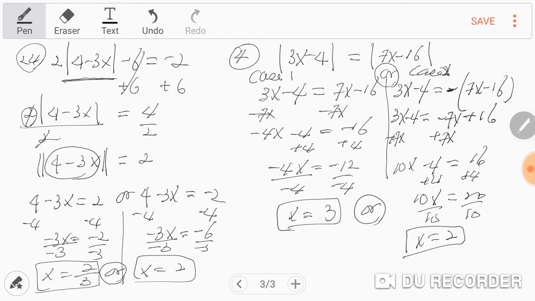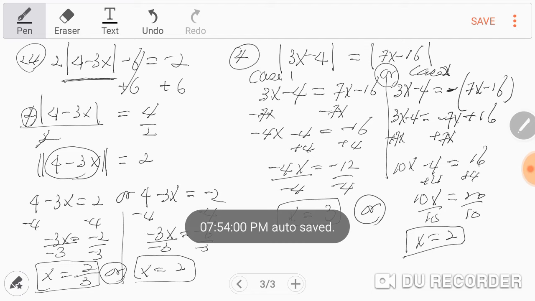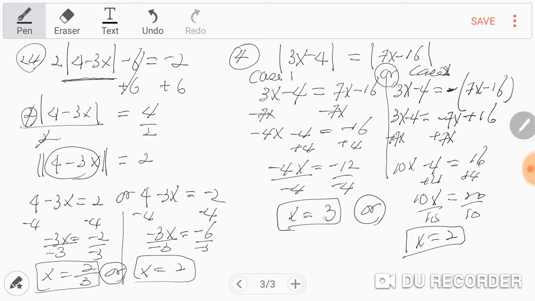So from the second equation, we got x equals 2. And from the first equation, we got x equals 3. So the solutions are 3 or 2.